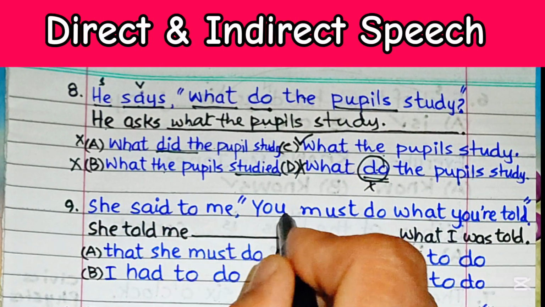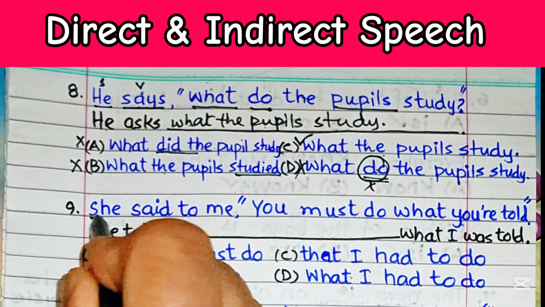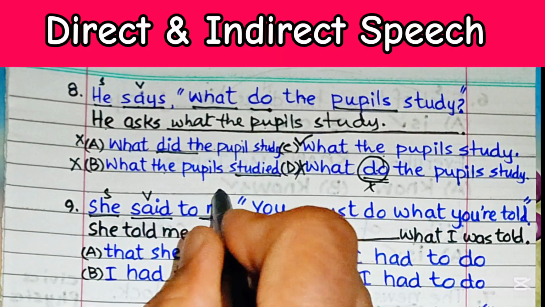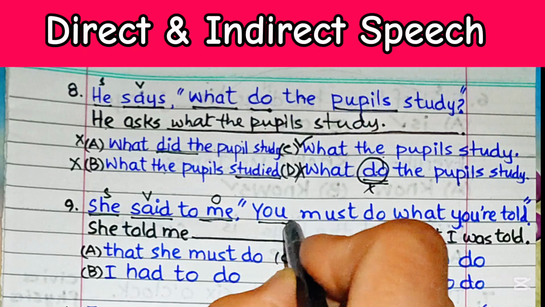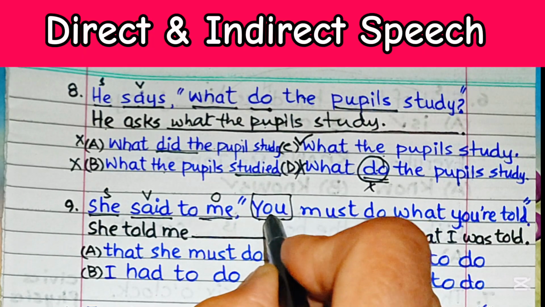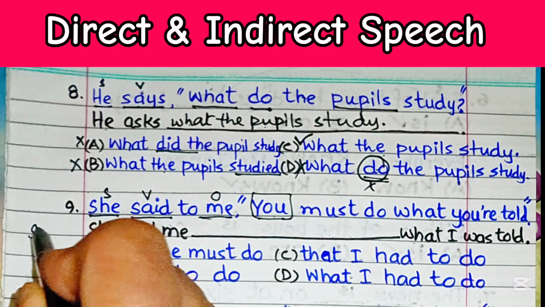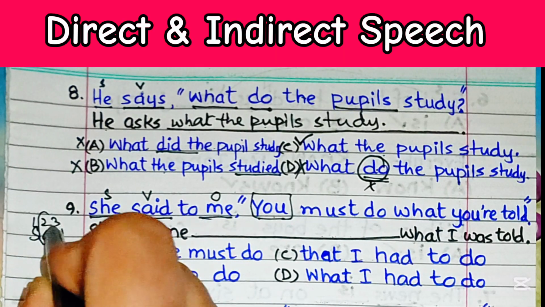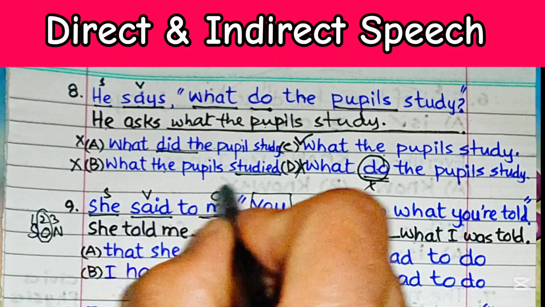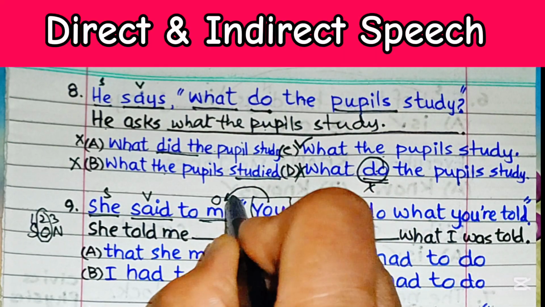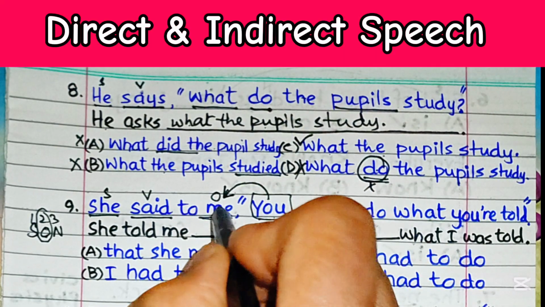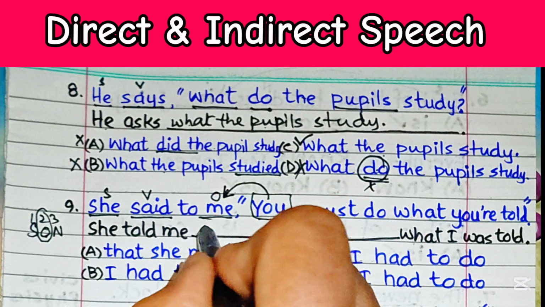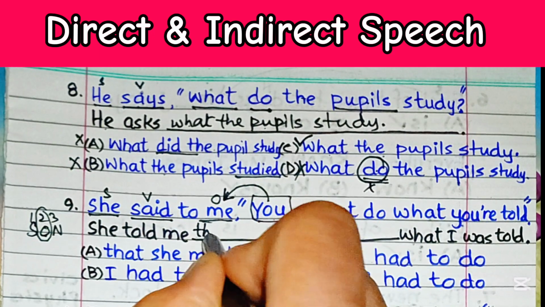She said to me, you must do what you are told. She is over here the subject of the reporting speech, and then this is the verb in past, and this is the object over here. You is going to be the subject of the reported speech, and it is to be changed with the object. As per S1 pattern 2, second person is changed with the object. So this is the second person of the reported speech that is to be changed with the object of the reporting speech. So it is going to be she told me, and then we have to put that.